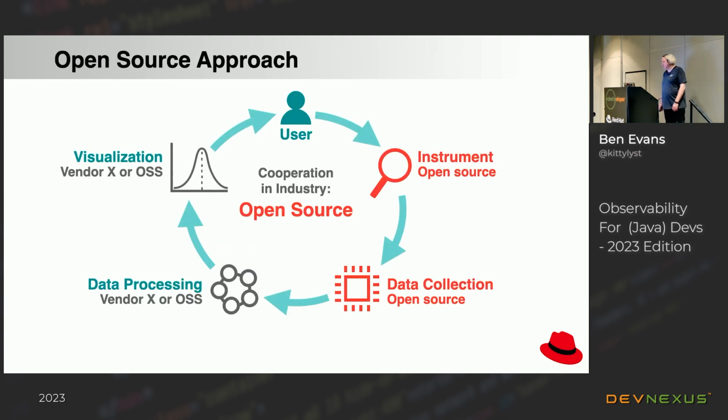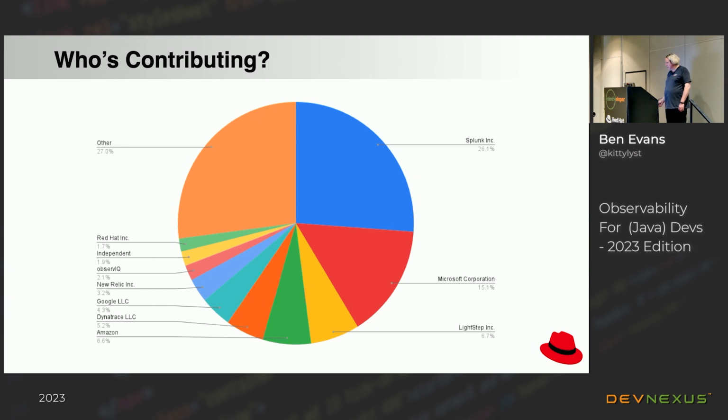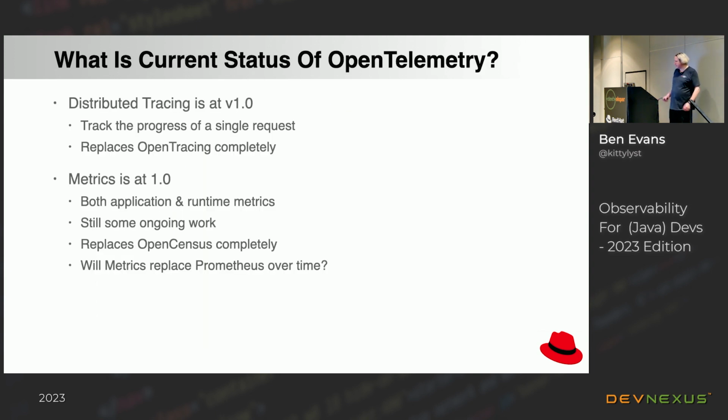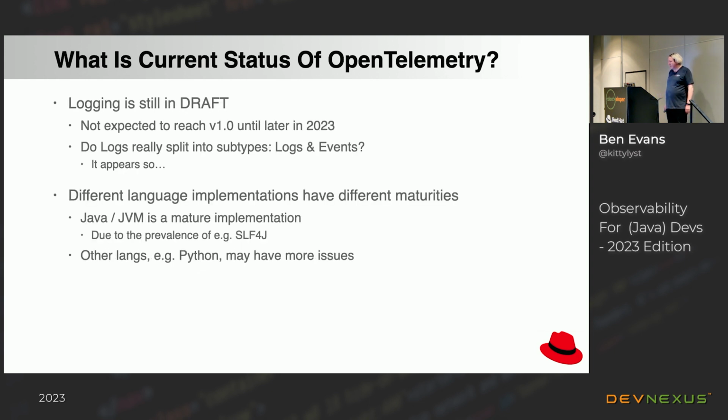And so this leads us to a sort of open source approach that looks a bit like this. I'll skip on a bit. So what's the current status? Well, distributed tracing is at 1.0. Metrics is at 1.0. They're both ready to go out of the box. Logging is still in draft, and it won't reach 1.0 until later this year.